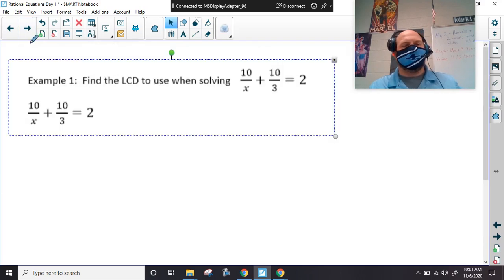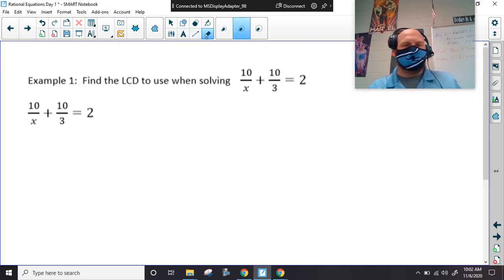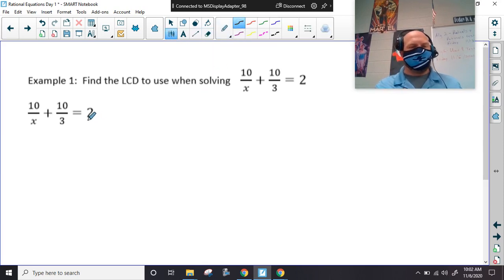All right. So all we're doing again today is we're finding the least common denominator. Okay, so if we look at example 1, this is on the back of your handout for those that have them printed out. The least, huh?